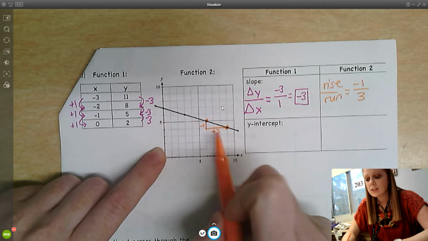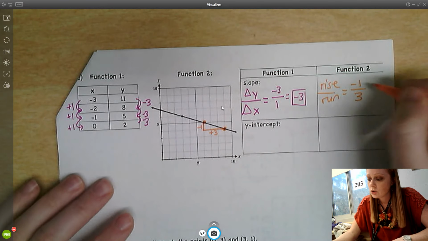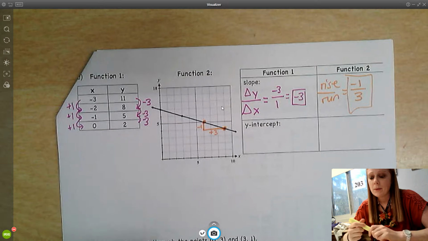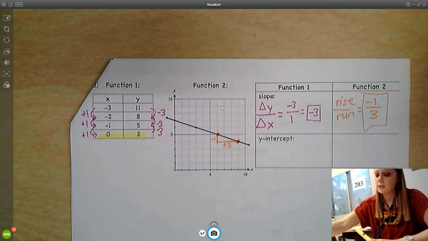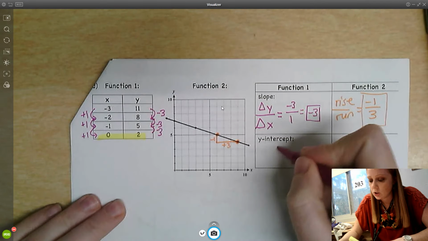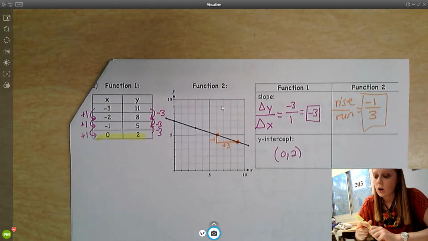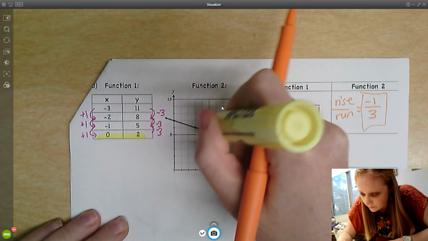And remember, we know this is a negative slope because the line's going downward as you go from left to right. So our slope is negative 1/3 for that one. All right, our y-intercept from a table: y-intercept is whenever the x is 0, whatever the y-coordinate is, that's your y-intercept. So 0, 2 is our y-intercept for our table. And our y-intercept for our line is where it crosses the y-axis.